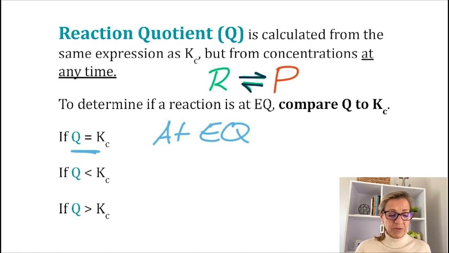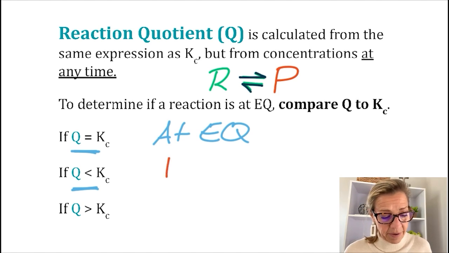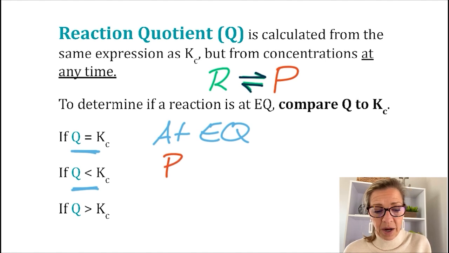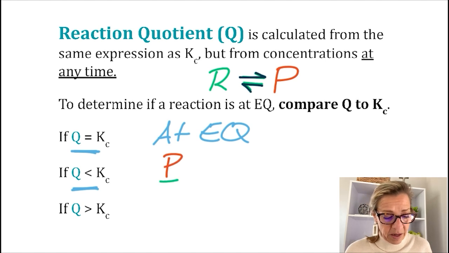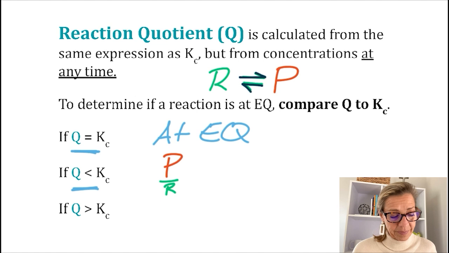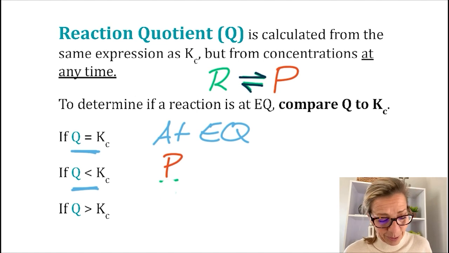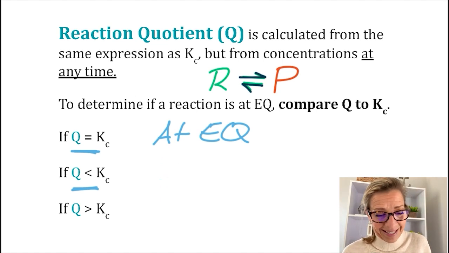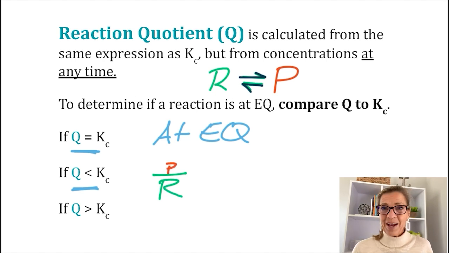All right, so what if we are not at equilibrium? Let's say we calculate the Q and it is less than Kc. Well, remember what is on top: products. We have products on the top, and then we've got reactants on the bottom. So we would have a large denominator, and then we have a small amount of product. So if Q was really, really small, we would have more reactant than we have at equilibrium.